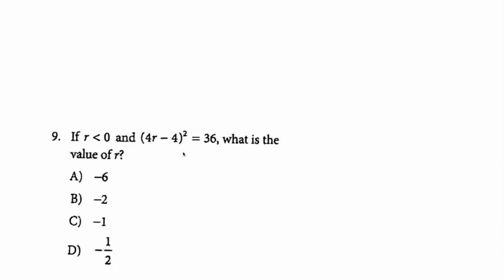In question 9, they say r is less than 0, and this one is equal to 36. What's the value of r? What I'm going to write: what squared is equal to 36? 4r minus 4 is either 6 or minus 6, because both squared are 36. 4r is equal to 10. r is equal to 10 over 4, which is 2.5. That's right, this is r1.